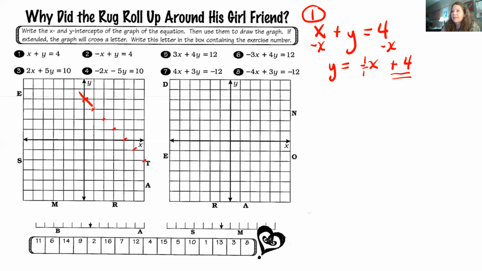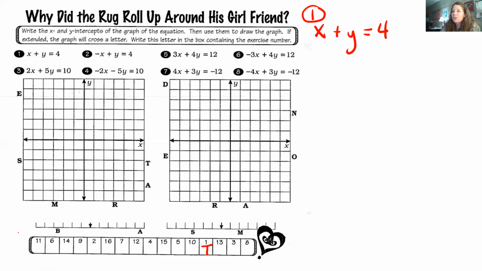All right. So if I extend this line like it says, it would take me through the letter T. So at the bottom of the paper, I'm going to find the 1. I'm going to write a T there. All right. So let's go back and pretend that I don't want to write it in slope intercept form. I want to follow the directions and just solve my X and Y intercepts, okay?